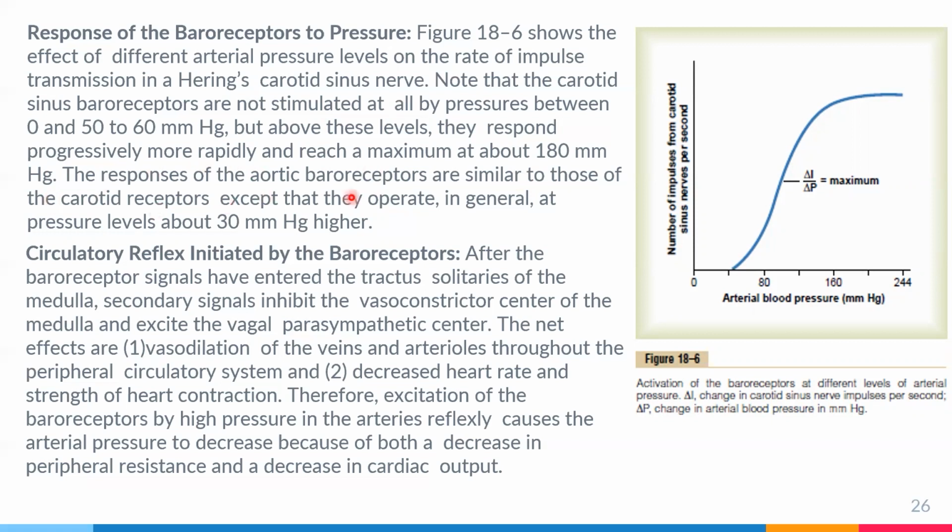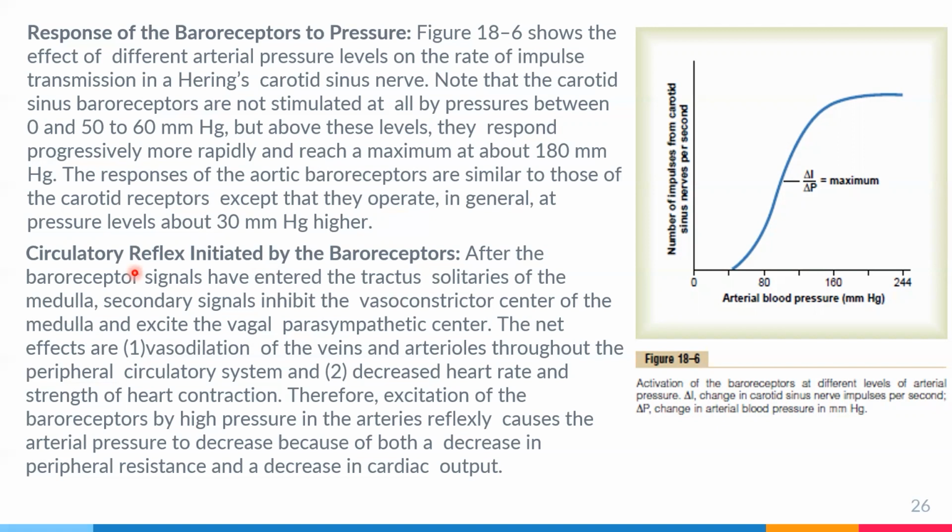The responses of the aortic baroreceptors are similar to those of the carotid baroreceptors, except they operate in general at around 30 millimeters of mercury higher pressure. This is obviously because the aortic baroreceptors are present right at the opening of the left ventricle, and there they are directly affected by the full force of the systole from the left ventricle.